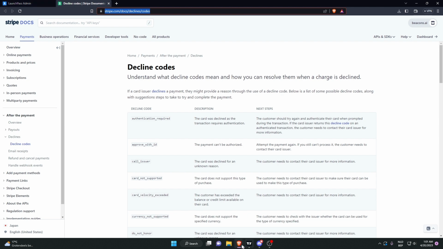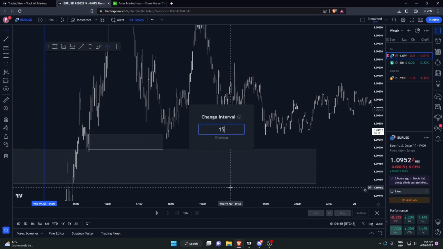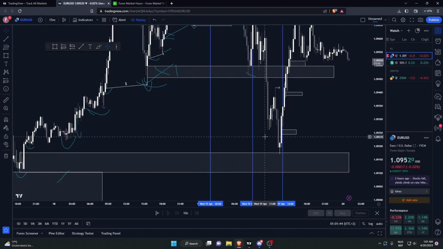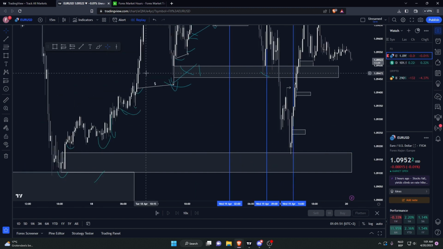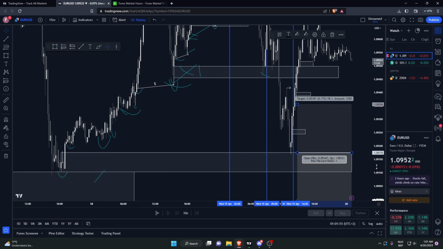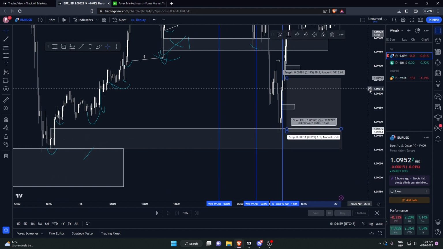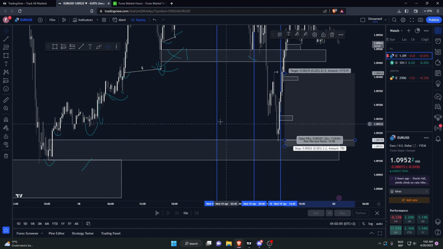So let me just speak about zones and when to take limits and when not to. On this POI, the 1 hour POI, you could have taken a limit right here, right? You would have missed this. And even if you weren't on the 15-second, which is a bit crazy, you could have taken a limit here. So your stop was, I think, like this.